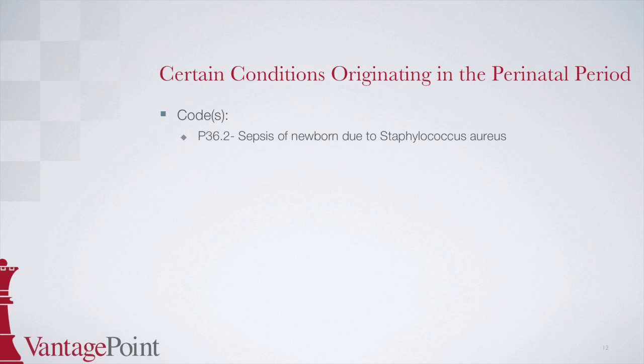The answer is P36.2, sepsis of newborn due to Staphylococcus aureus. To locate this code, you would start at sepsis in the alphabetic index and then go to newborn. Indented below newborn is the phrase due to, followed by Staphylococcus, and then aureus indented below that, which codes to P36.2, which you would then confirm in the tabular.